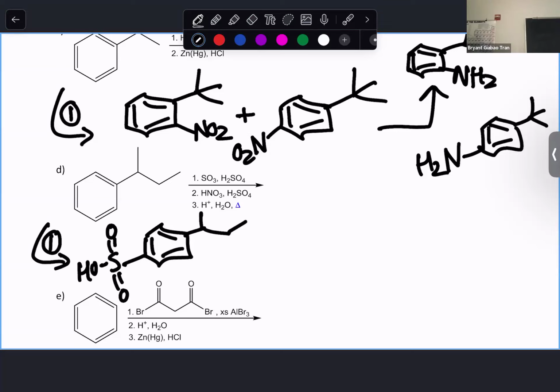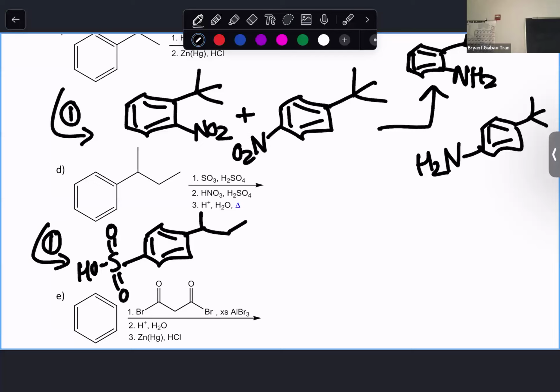Which is why this is a very bulky group, because it has a lot of groups around it, which is why it doesn't prefer to be in the ortho positions here. It prefers to be in the para position. And this right here is called the blocking the para position technique in synthesis, in this benzene synthesis, right?